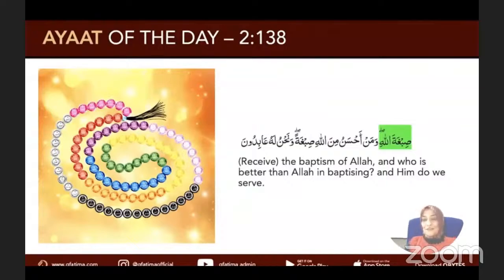The Prophet said, تَخَلَّقُوا بِأَخْلَاقِ اللَّهِ, adopt in yourself the akhlaq of Allah. And that is Asma al-Husna. وَمَنْ أَحْسَنُ مِنَ اللَّهِ صِبْغَةً, and who is better than Allah in coloring? وَنَحْنُ لَهُ عَابِدُونَ, and we are those who do His ibadah. So ibadah enhances that color. I'll show you how I've done it.